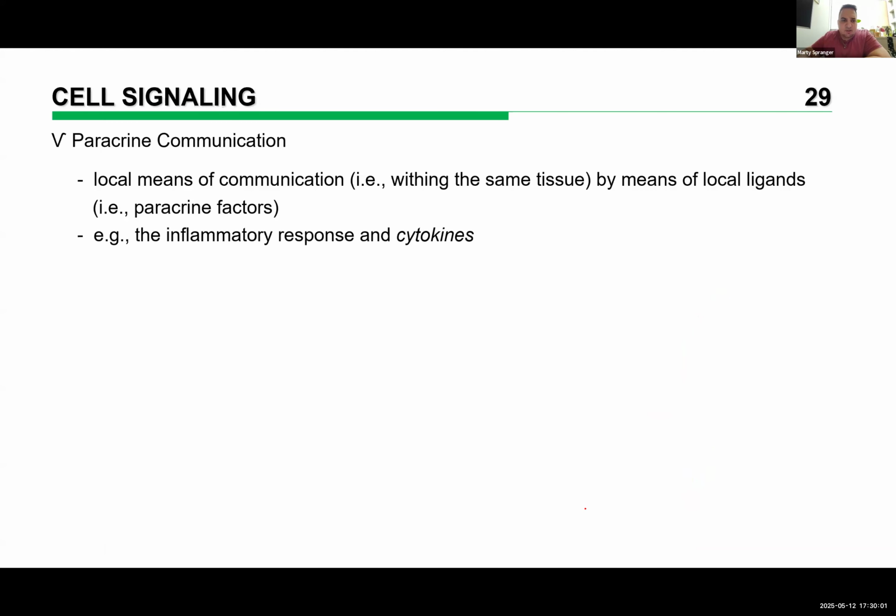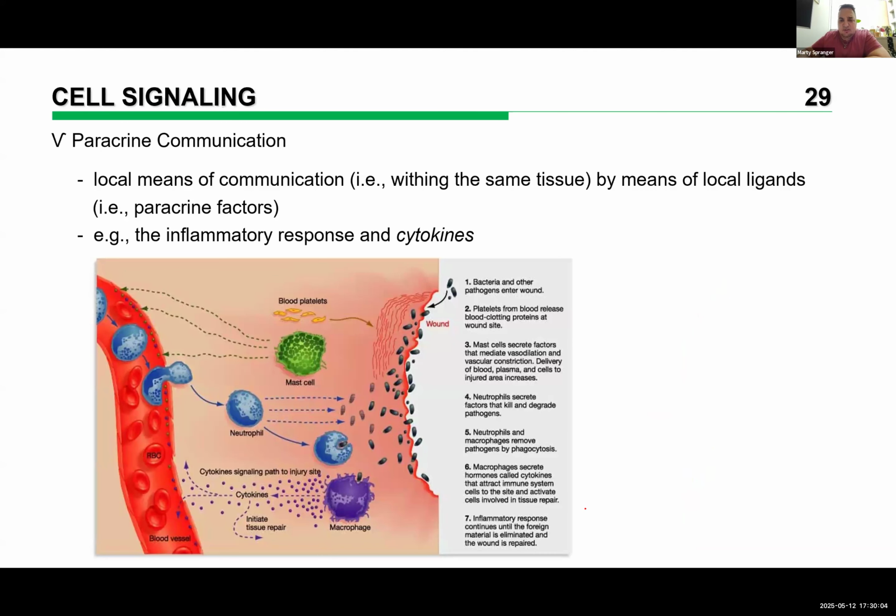Paracrine, local communication. So let's talk about this nice example here. You got some bacteria that get into a wound that you have. And now what happens is you have some cells hanging out here like mast cells and macrophages. And what they do is they respond to this by releasing chemicals that we call cytokines. And these cytokines are working in a paracrine fashion. So what they're doing is they're activating other white blood cells and stuff like that.